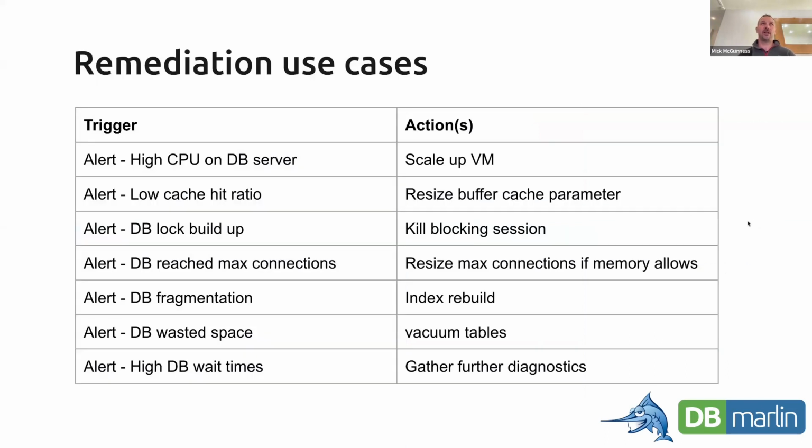First of all, the remediation use cases. You can see the trigger for all of these would be some kind of alert. Just going from the top, if we were alerting on high CPU time on the database server, and that is sustained at a very high level over a period of time, you may decide that the action there is to scale up the VM to add more virtual CPUs. If you have a low cache hit ratio within your database, it may be that you need to resize your buffer cache to give it more memory, so things aren't getting aged out of cache so quickly. That would be configuring a database parameter and then restarting the database.